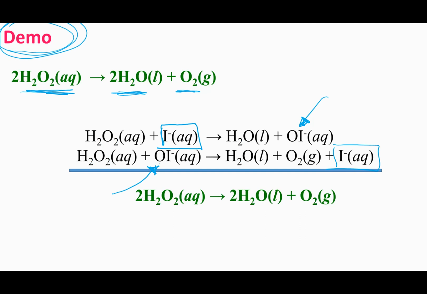Now, if we go ahead and cross these things out, you can see that I get my overall reaction when I add those two reactions up together. And so this is what a catalyst is. It speeds up the reaction by giving it a different path, but ultimately, if it is consumed in one step, it'll be regenerated in a subsequent step such that it is not consumed overall.